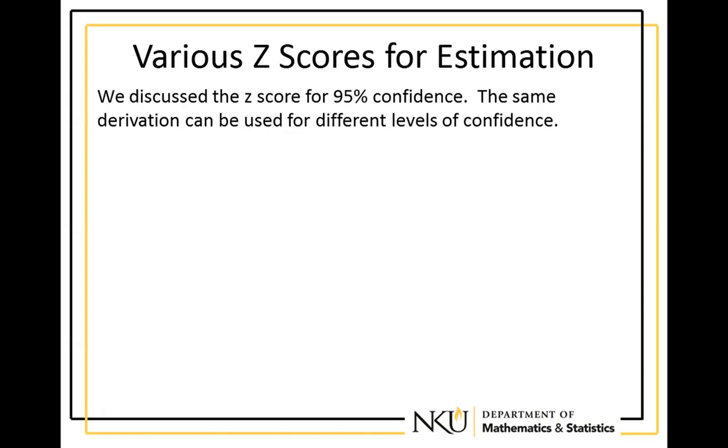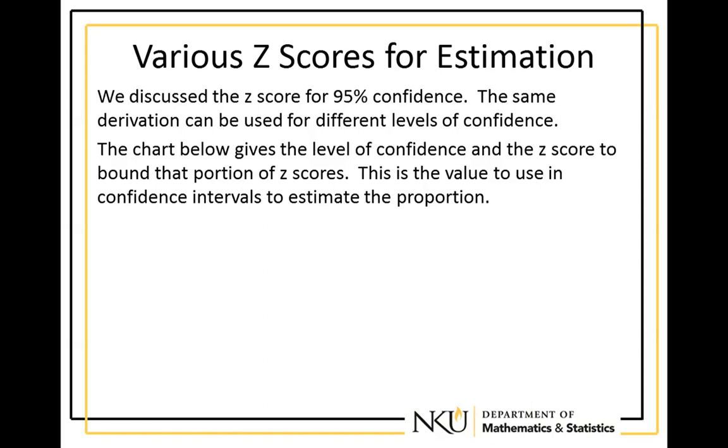Now we discussed the z-score for what is called 95% confidence. The same derivation can be used for different levels of confidence. We are going to look at a few commonly used levels of confidence and their corresponding z-scores. The chart below will give you the level of confidence and the z-score to use to bound that portion of z-scores. This would be the z-value to use when you're estimating a proportion using the confidence interval.